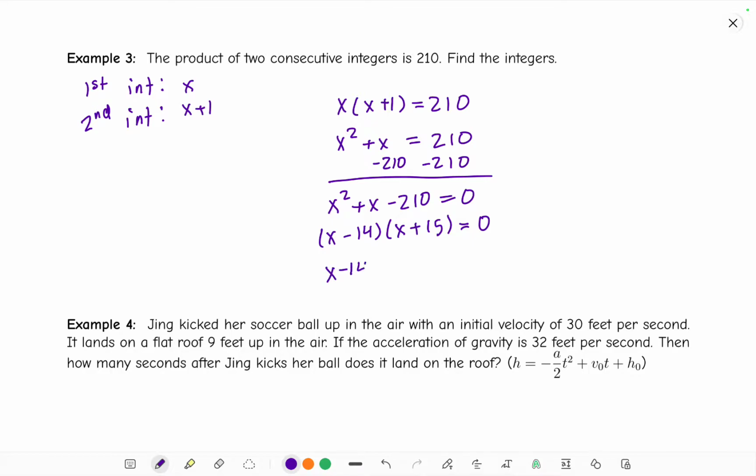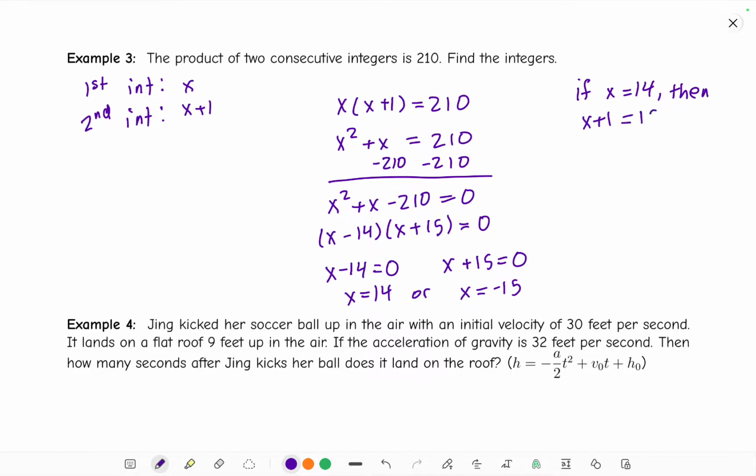So then we set those each equal to 0, and we get x equals 14, or x equals negative 15. Now here, there are no restrictions, so both of them will make sense. On Newton, be careful. Sometimes they'll say the product of two positive consecutive integers, in which case you'd have to choose 14.